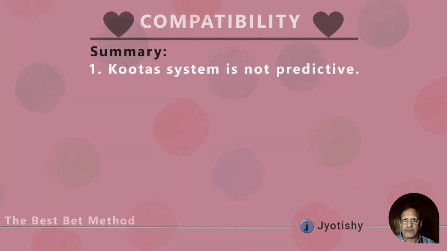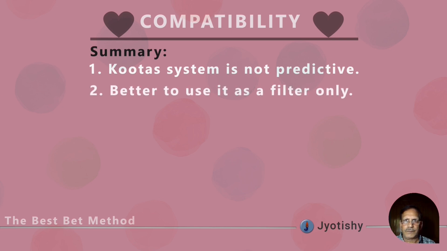So, time for a summary. Koota system is not predictive. So, we have seen that low Koota points are not indicative of bad marriage. In fact, people got low Koota points, but still the marriage quality is okay. And then the reverse is also true. High Koota points not necessarily give you an excellent marriage. So, the best we can say is better to use it as a filter only.